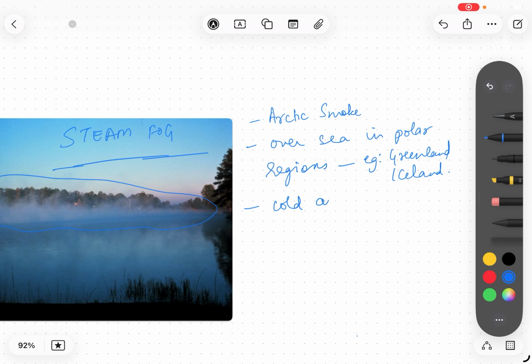So cold air from a land mass moving over a warmer sea. In the earlier case it was the opposite, warm air was over a cold surface. Here the cold air is coming from the land, because in polar regions the land obviously cools faster than the sea. So the sea is relatively warmer. So that cold air coming from the land moving over this warmer sea creates this effect of fog.